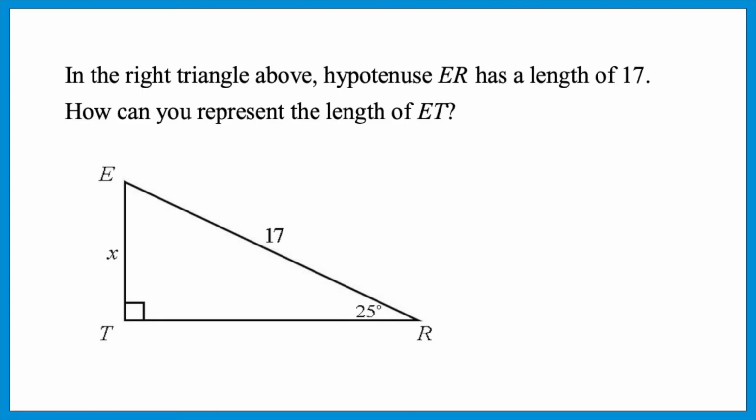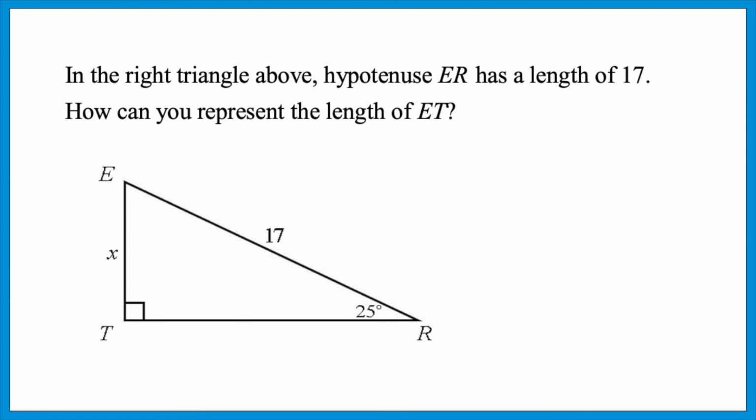Let's try one more. In the right triangle above, hypotenuse ER has a length of 17. How could you represent the length of ET? Press pause, give it a shot. This question isn't blatantly telling you, but they want you to use sine, cosine, or tangent to manipulate the ratios. Which one is in play? Well, in terms of 25, we have the opposite and then the hypotenuse. That means that it's the sine that we want to use.